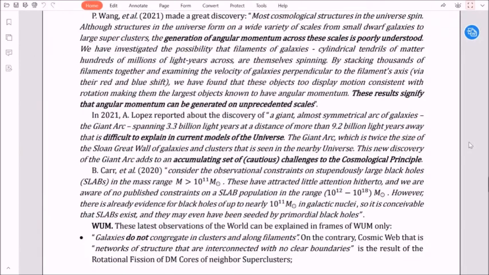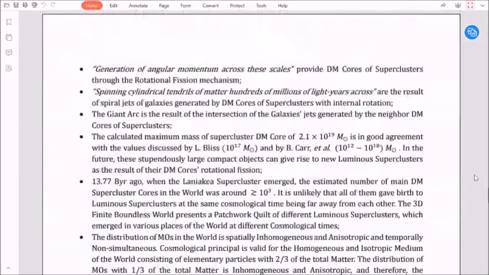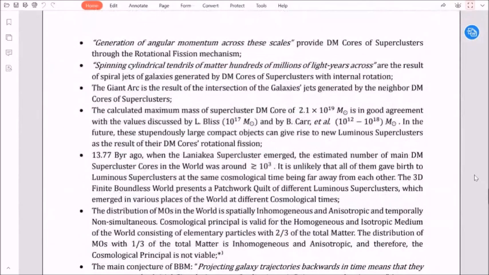Boom! These latest observations of the world can be explained in the frames of ROOM only. Galaxies do not congregate in clusters and along filaments. On the contrary, the cosmic web, that is, networks of structure that are interconnected with no clear boundaries, is the result of the rotational fission of dark matter cores of neighbor superclusters. Generation of angular momentum across these scales is provided by dark matter cores of superclusters through the rotational fission mechanism.